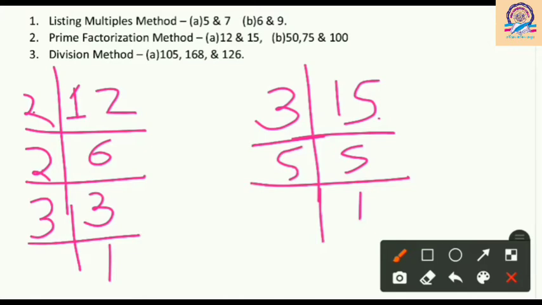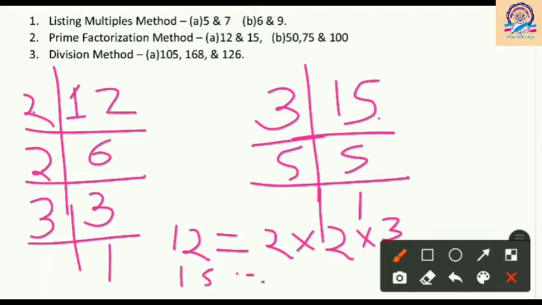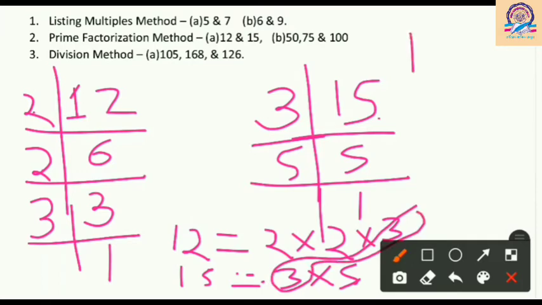So now what will we do? We will write their factors. So 12 is equal to 2 into 2 into 3, and similarly 15 is equal to 3 into 5, these are the factors. So here you can see that the common factor of 12 and 15 is only 3. So now what will we do? LCM of 12 and 15 is equal to 3 only one time, because only one pair of 3 is there. So take 3 only one time. And next you will write 2 into 2 into 5.